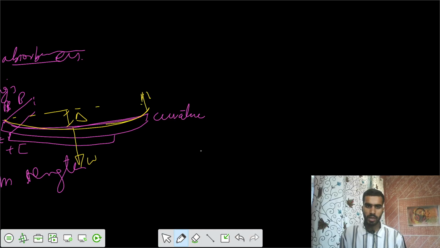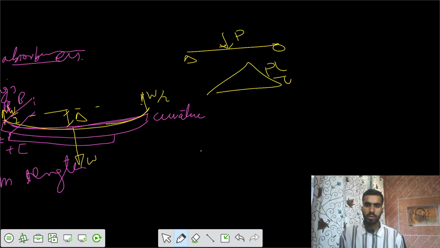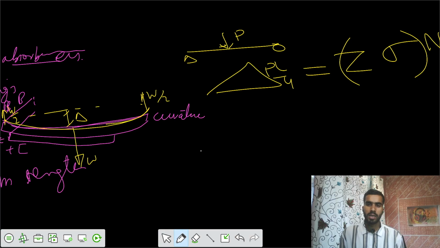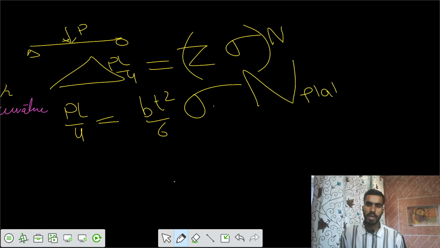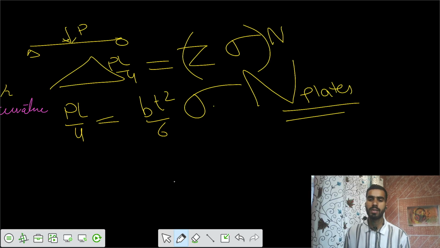Here the reaction is W by 2, and on this side also we have a reaction of W by 2. So we say that it is a beam subjected to a point load at the midspan, and the maximum bending moment would be equal to PL by 4, and that should be resisted by the section modulus into the stress sigma. And because we have n number of plates, we write n times. Then we equate that total bending moment PL by 4 equals the section modulus of BT squared by 6, and we have sigma also there. Sigma is constant, and we have n number of plates, leaves, we can call them leaves.